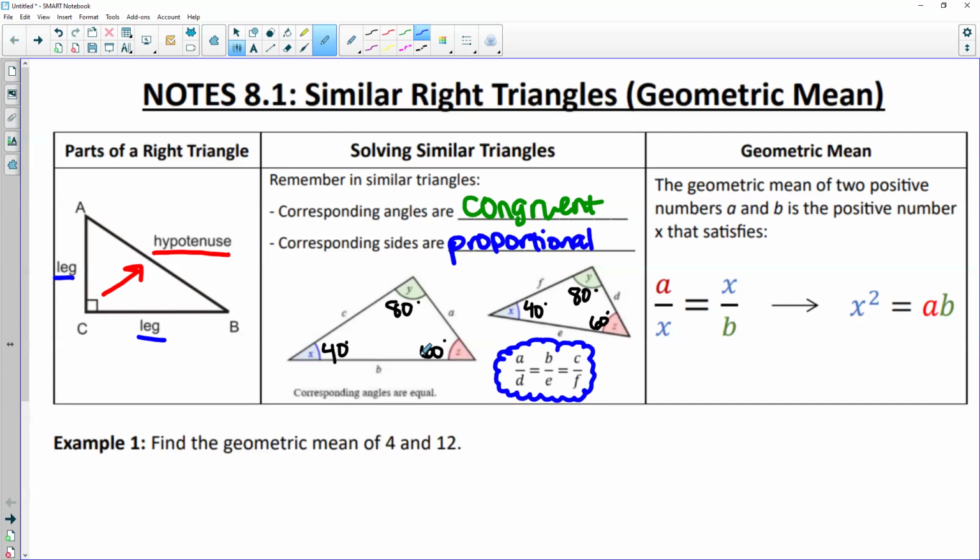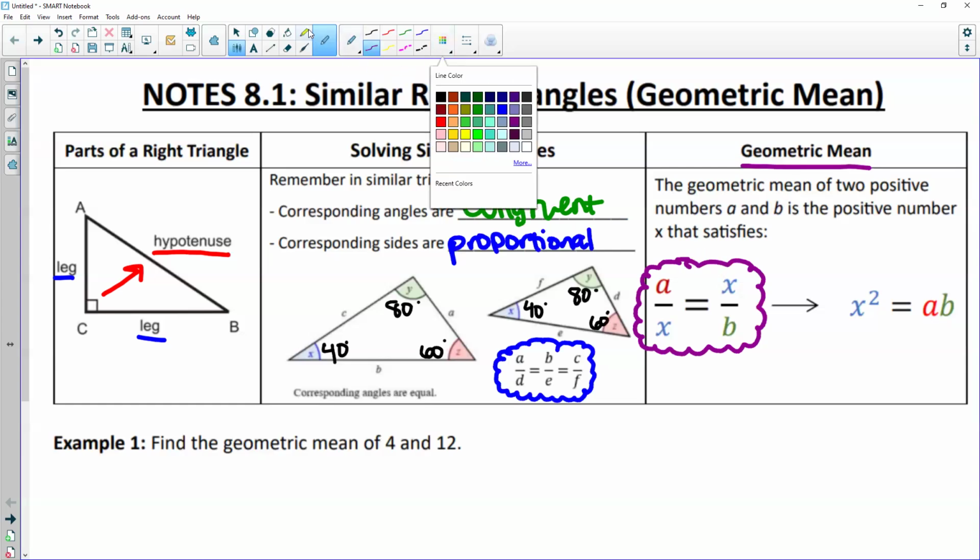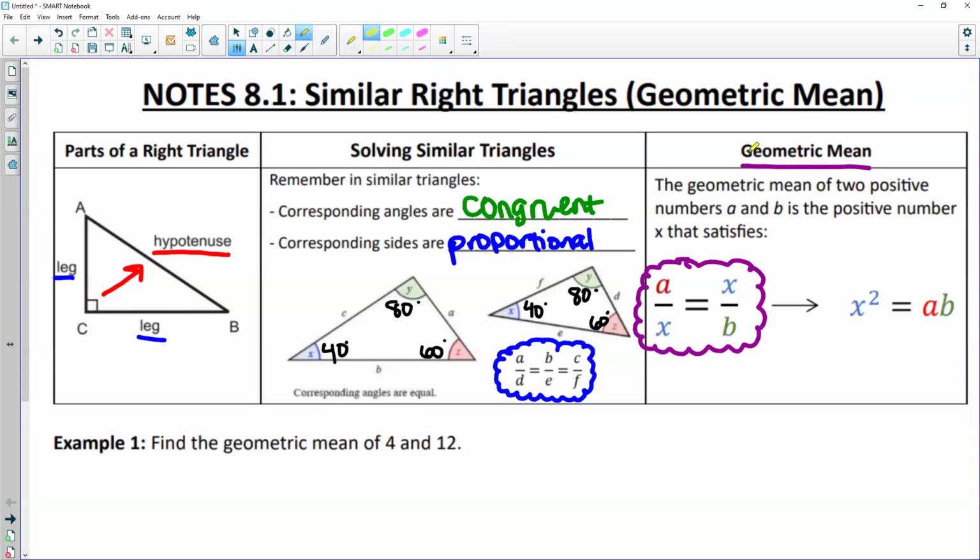And so one of the newer concepts that we do want to talk about now is something known as geometric mean. So the geometric mean of two positive numbers a and b is the positive number x that satisfies this proportion, right? So geometric mean really is this proportion here. A over x is equal to x over b, right? Or in short, it might be worth noting here that your shortcut for geometric mean is literally just this equation, x squared is equal to a times b, all right?